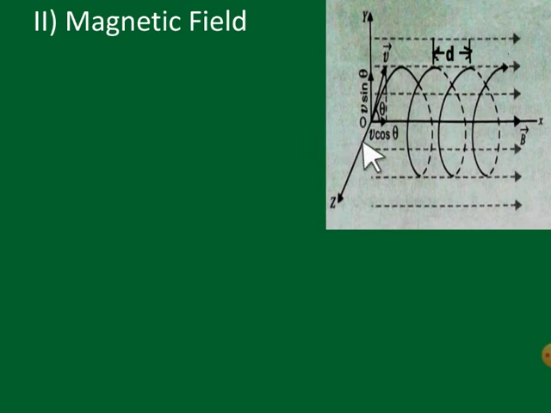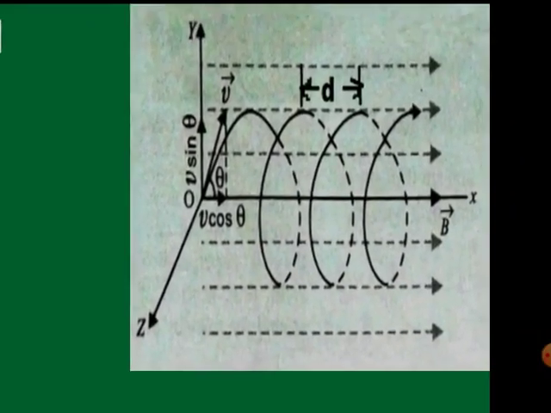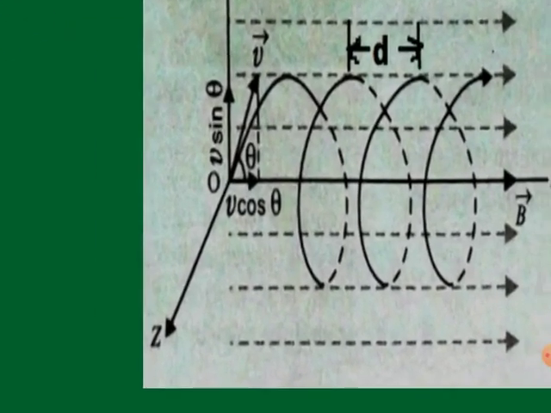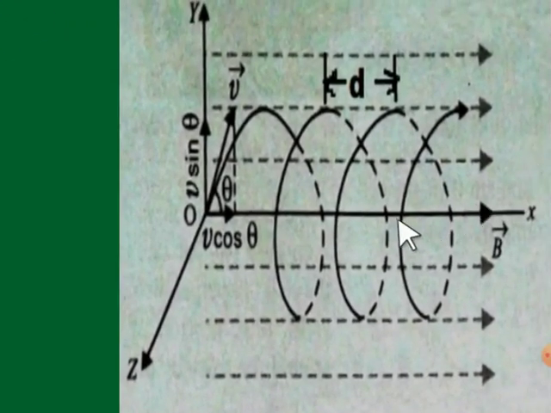Now let's consider a charged particle of charge Q, mass M, that moves with a velocity V, making an angle with the x-axis, and this x-axis is the direction of the uniform magnetic field. Let me zoom in a little bit. In this way.